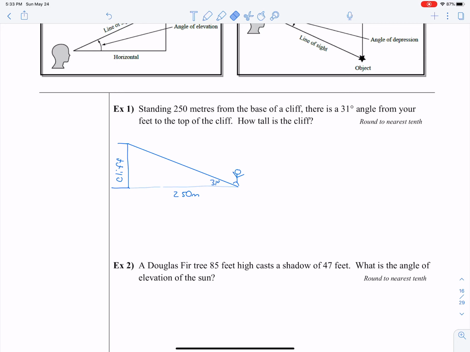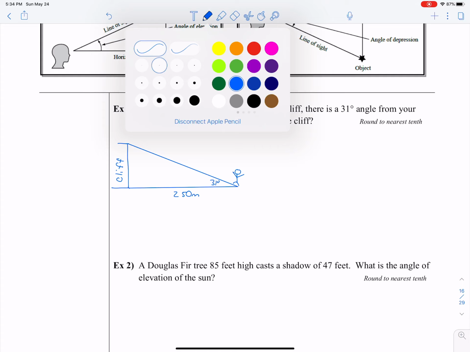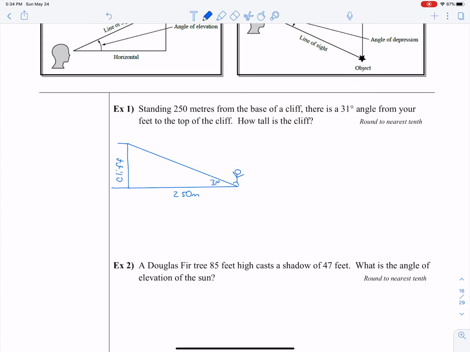And I didn't like that this is not a straight line. Let's make this straight. Oh, there we go. Okay, and then it says, how tall is the cliff? So they want to know this height, from here to here, this side, x. How tall is the cliff? Okay, so we have our triangle now. We know that it's a right triangle. Here's our right angle, we have an angle here, we have one side, and we want to know this other side.